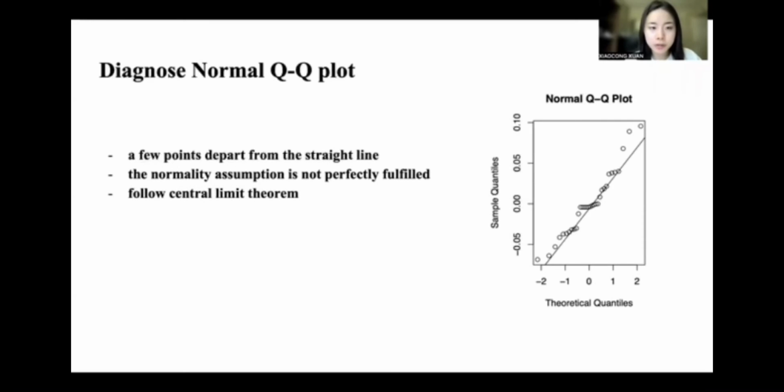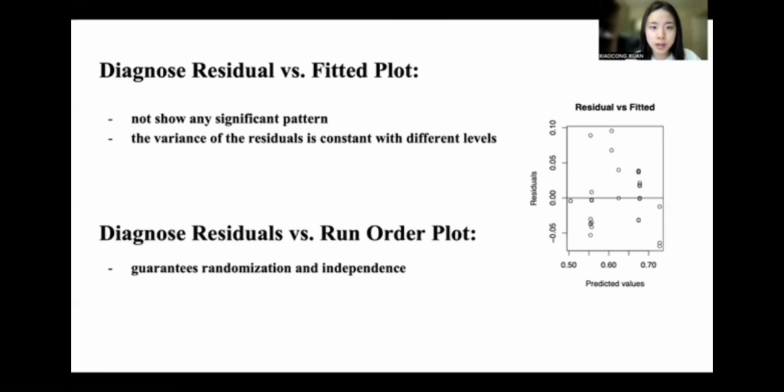Check the model assumptions. We plot the normal QQ plot, and a few points depart from the straight line, so the normal assumption is not perfectly fulfilled. However, our sample size of 32 can guarantee a good approximation because it can follow the central limit theorem. Therefore, our model inference is unaffected. Furthermore, the residual and fitted plot does not show any significant pattern, so we can conclude that the variance of the residuals is constant with different levels.